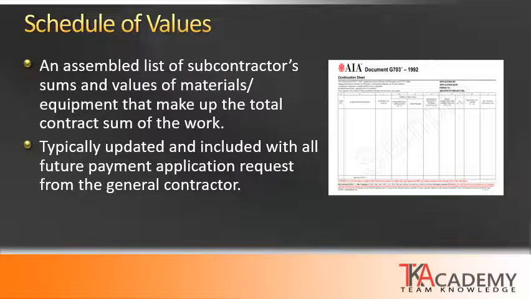From the list of subcontractors, the general contractor is able to prepare the schedule of values. The schedule of values is a breakdown list of all the subcontractors' amounts and the values of materials and equipment that the contractor has compiled that make up the total contract sum of the work being performed. There are standard forms for this that the AIA produces in documents G702 and G703. What this does is create a baseline for all the contracts and subcontracts in the project.